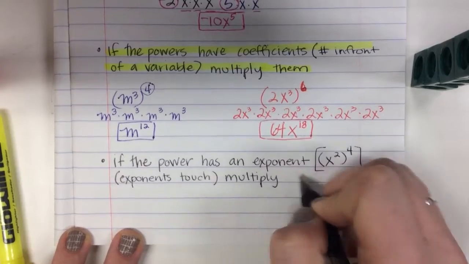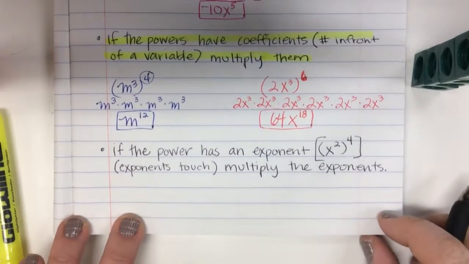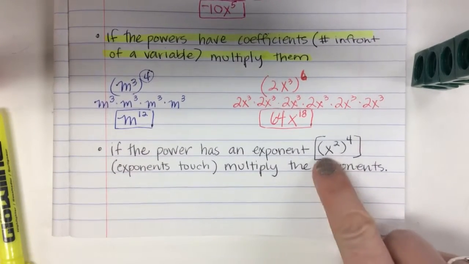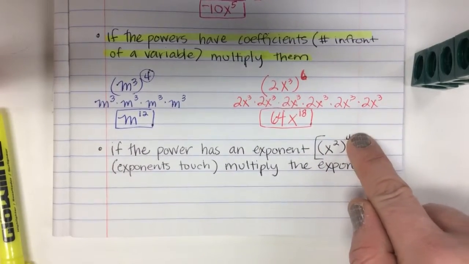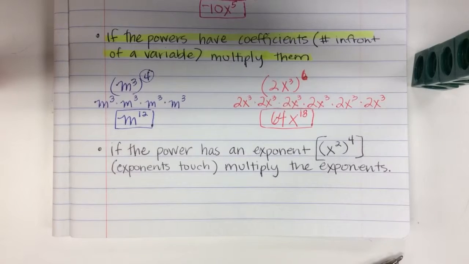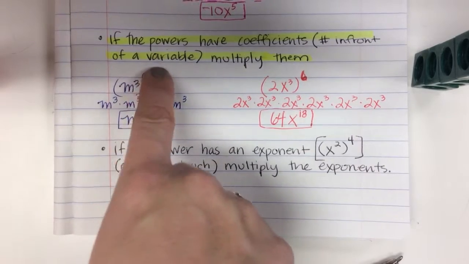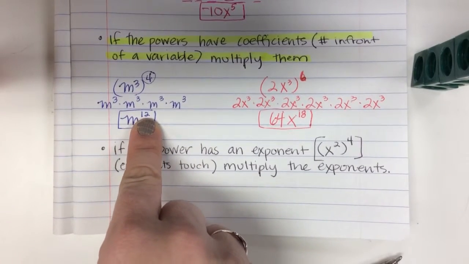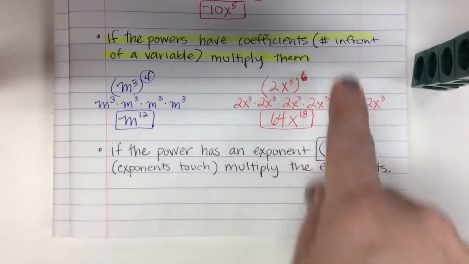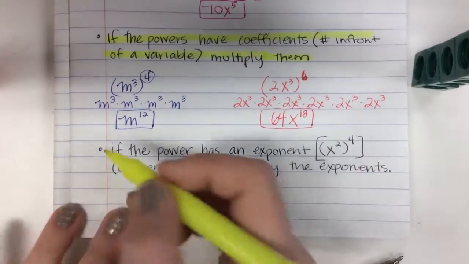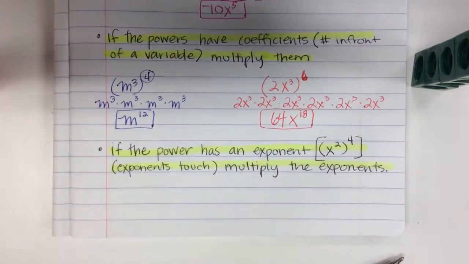Multiply the exponents. So in this problem, instead of x squared to the 4th, you'd do 2 times 4, so you'd get x to the 8th. In this problem, we wrote it out, but you could have done 3 times 4 and gotten 12. In this problem, you could have done 3 times 6 to get 18. If you don't understand it, can you still write it out? Yes. Here's the second part.